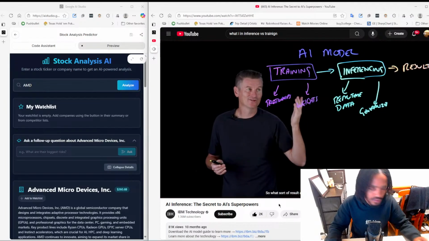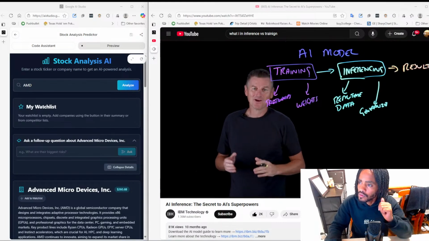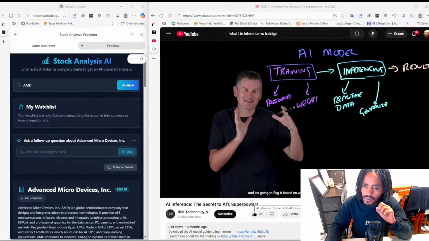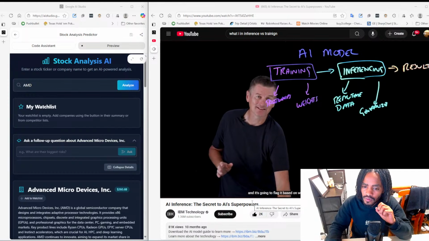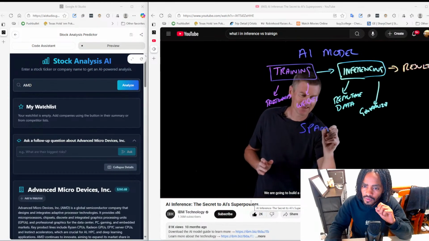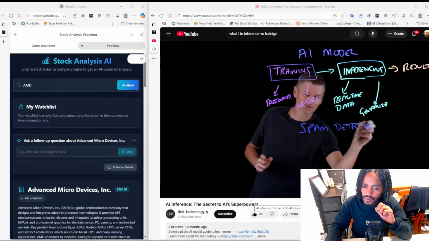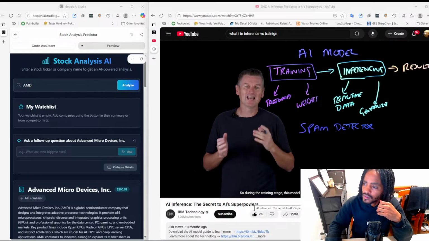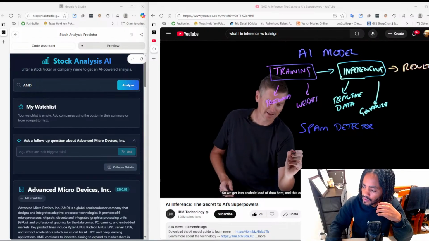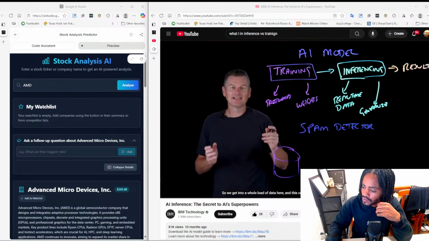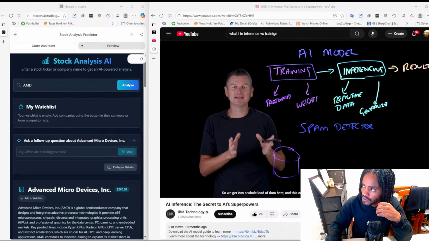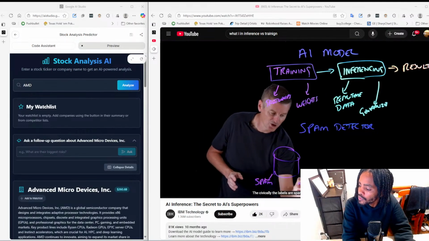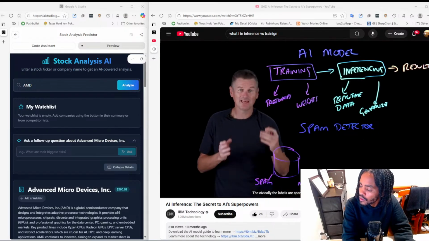So what sort of result are we talking about? Well, let's consider a model that attempts to accurately flag incoming email. And it's going to flag it based on whether or not it thinks it is spam. We are going to build a spam detector model. Right. So during the training stage, this model would be fed a large labeled data set. So we get in a whole load of data here. And this contains a bunch of emails that have been labeled. Specifically, the labels are spam or not spam for each email.